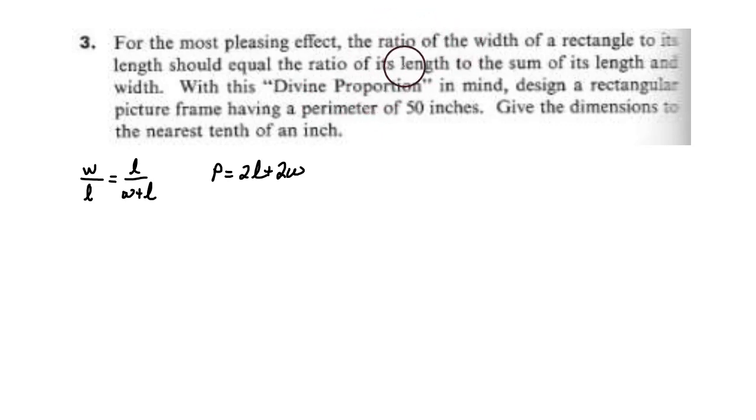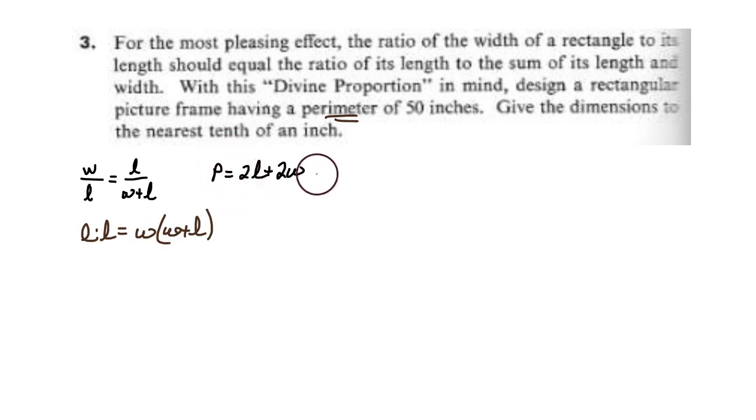I've written down that first sentence using symbols. The ratio of the width to the length is equal to the length compared to the width plus the length. The problem also discusses the perimeter, so I've written down the formula for perimeter. Now let's take this proportion and solve it using the cross multiplication technique. L times L is equal to W times (W plus L).